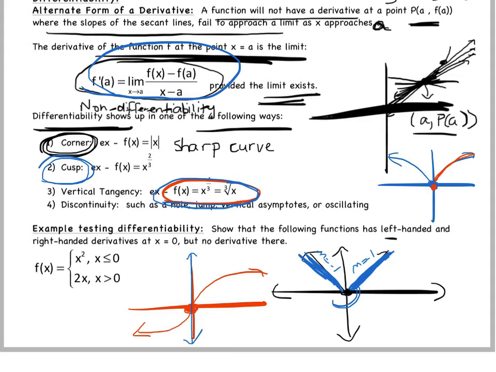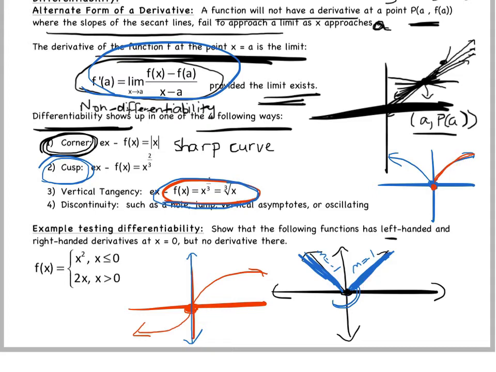Now, it's really important to understand, if you look back at all three of these functions, all of them were continuous. The corner was continuous, the cusp was continuous, and the vertical tangency was continuous. Because you got the absolute value, x to the 2/3, and the cube root curve where the domain is all real numbers for all three of these.